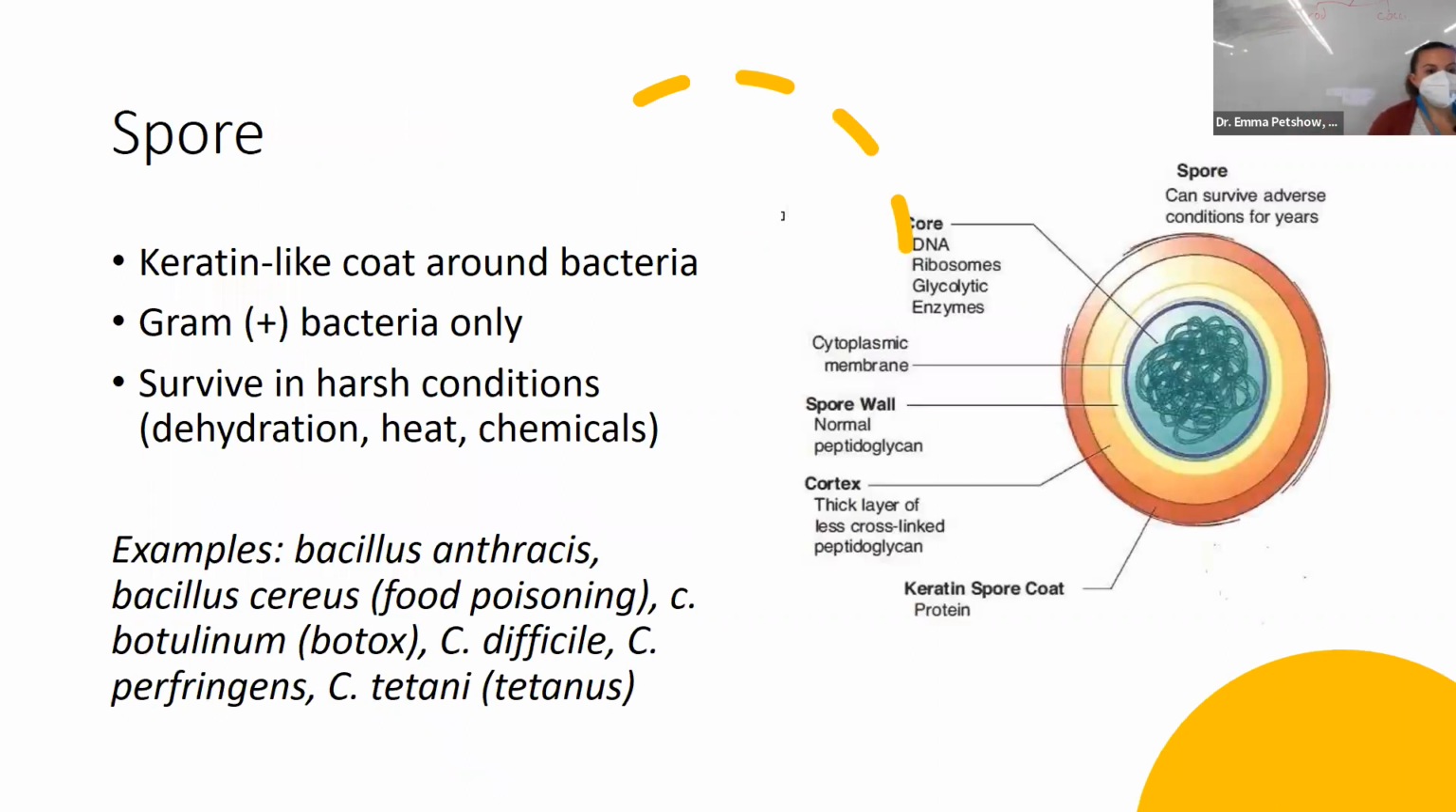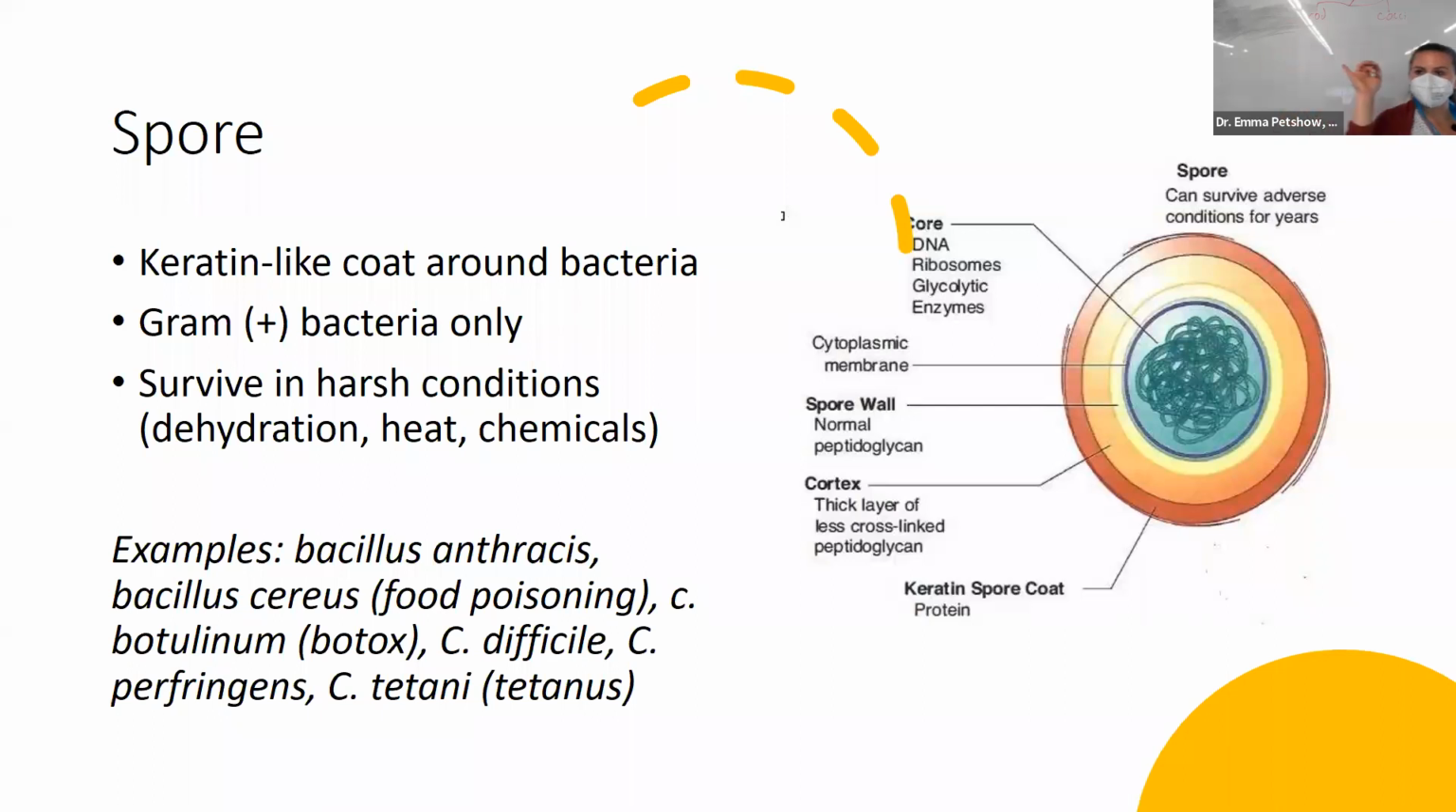Spores, so bacteria that have spores, this is important pathology. A spore is this keratin-like coat that occurs around bacteria. It only occurs in gram-positives. So you cannot have a spore-forming bacteria that is a gram-negative. That will not occur. So it can only be in gram-positives.